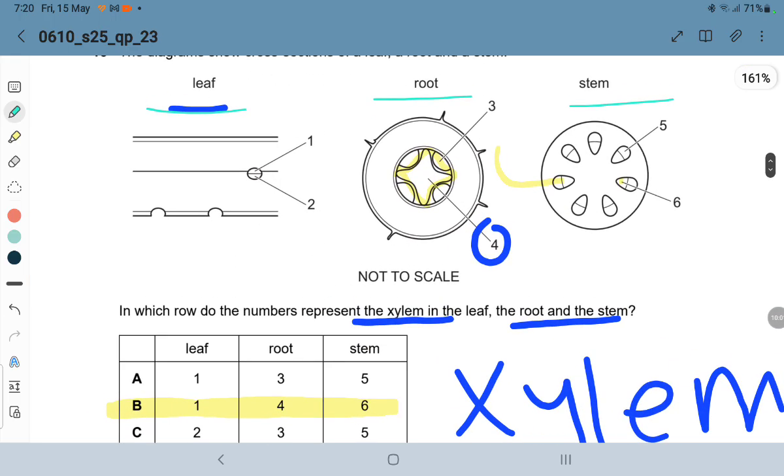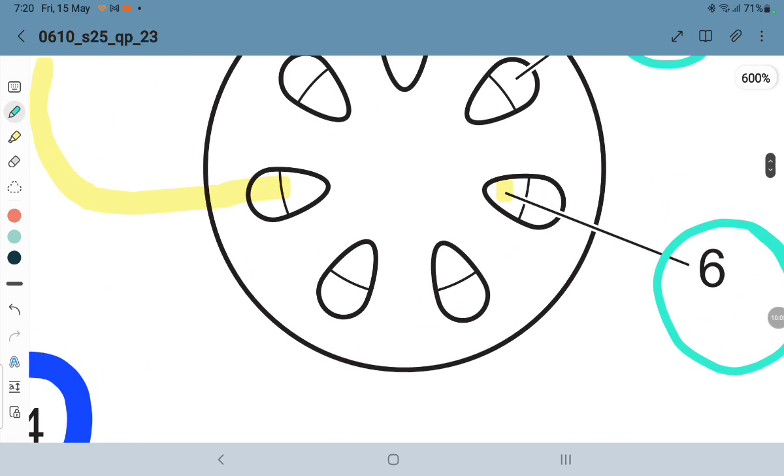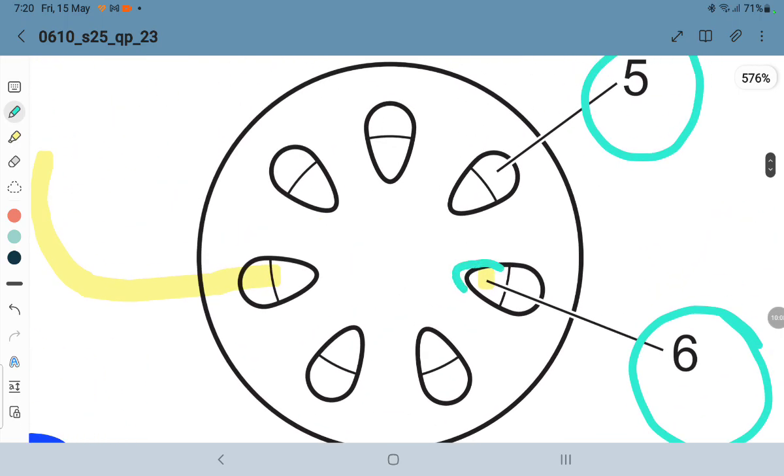Now here, when you're comparing 5 and 6, which is larger? Of course 6 will be larger than 5. If we look closely, 6 will be larger than 5.